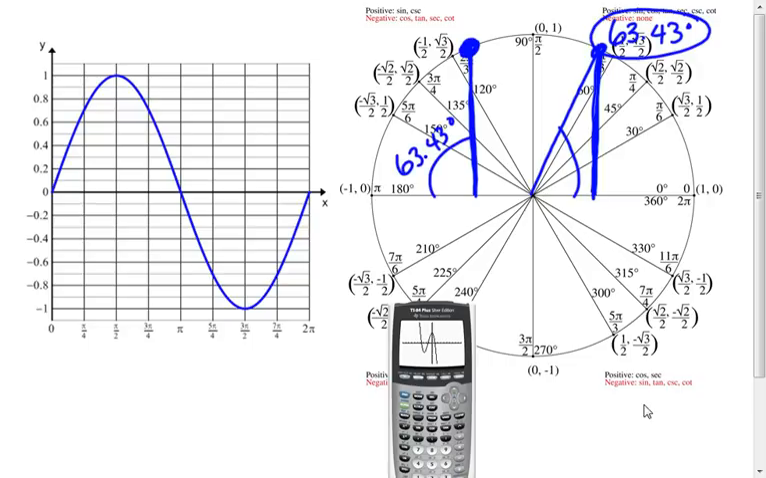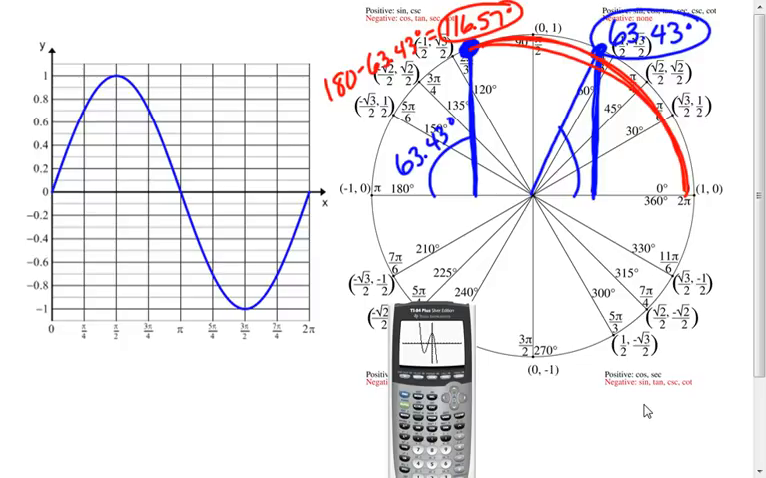But my question is, because we have to measure angles from 0, what is this distance right here? What is this angle? Because I have to measure it from 0. So this angle will be 180 minus 63.43 degrees. Then you need to figure out what's 180 minus 63.43, which of course you can figure out. And that will be 116.57 degrees. So I need that answer as well.